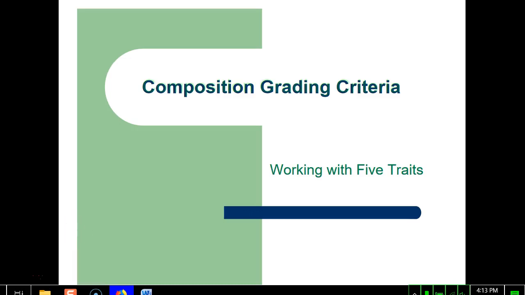Today we are looking at the Composition 1 grading rubric. This is the department rubric that I will be using to grade Essay 1.